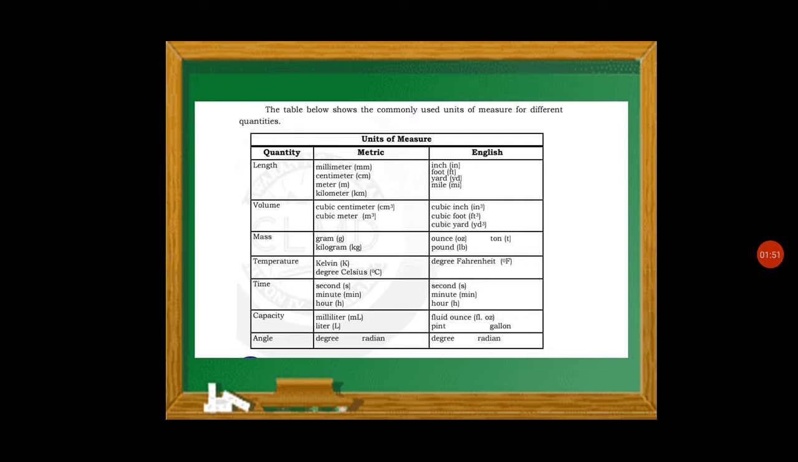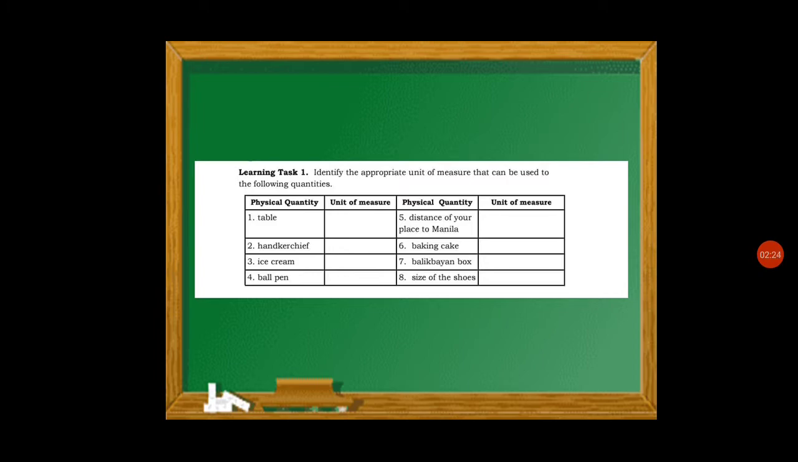For temperature, the metric is Kelvin and degrees Celsius, while the English is degrees Fahrenheit. For the time, we have the second, minute, hour, while the English is second, minute, hour also. For the capacity, we have the milliliter and liter for the metric, and fluid ounce, pint, or gallon for the English. For the angle, we can use degree and radian, while the English is also degree and radian. So you have to do the learning test 1.